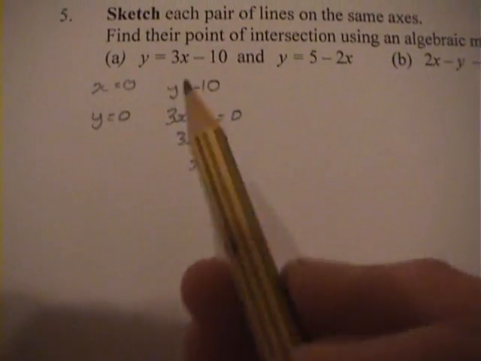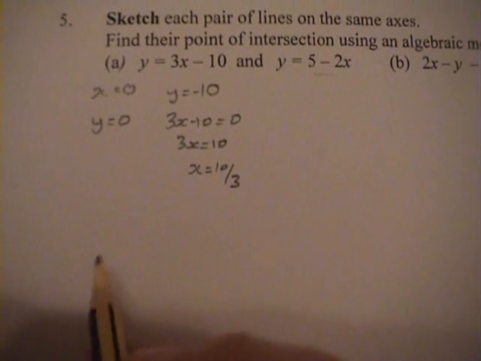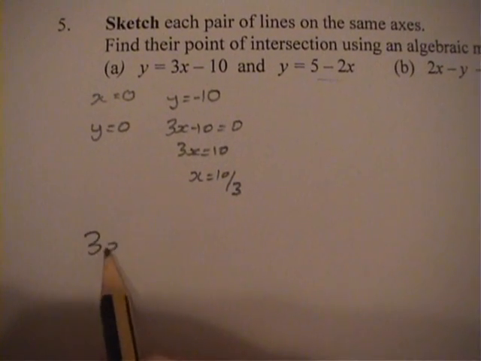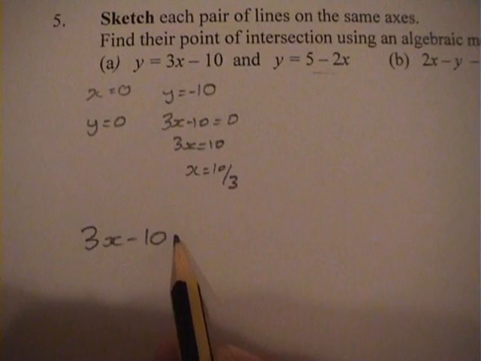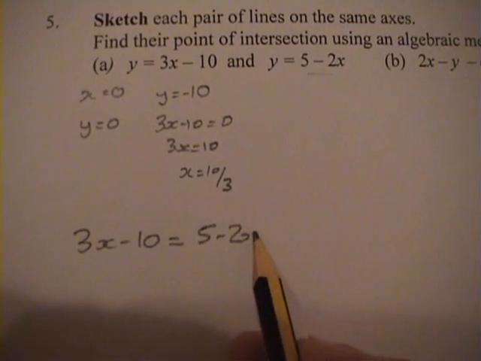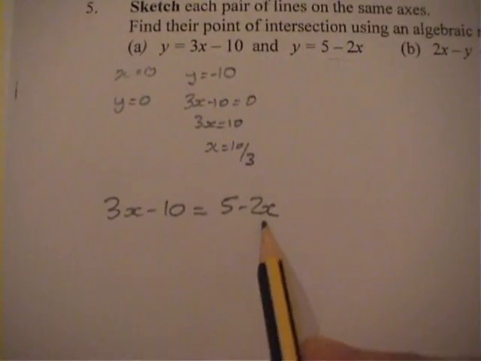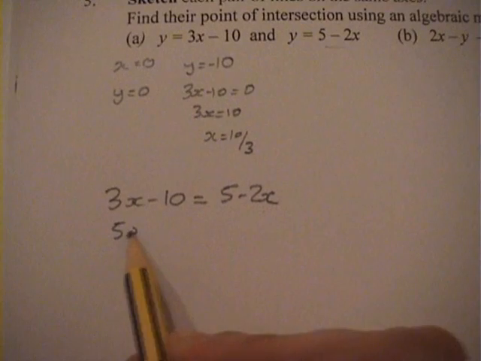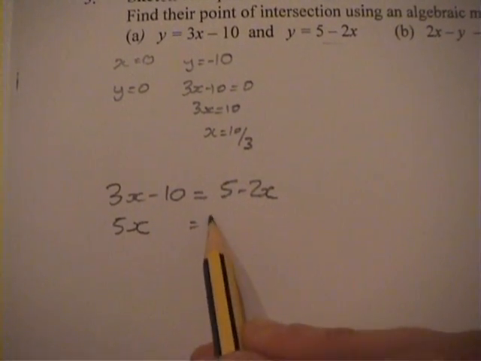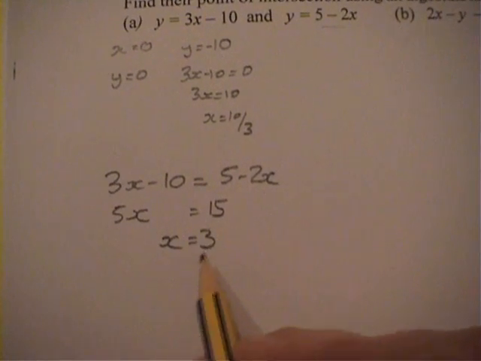You're also asked to find where they meet. So they're going to meet when this and this are at the same place. Or rather, when 3x minus 10 is the same as 5 minus 2x. That's why we did some equations in the first review sheet. Add 2x to both sides. Add 10 to both sides. Tells us that x is 3.